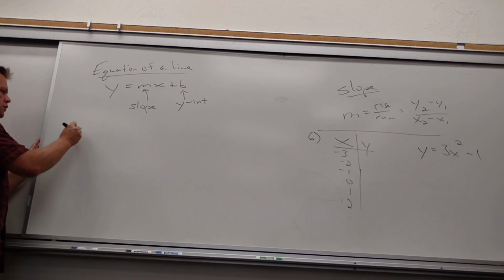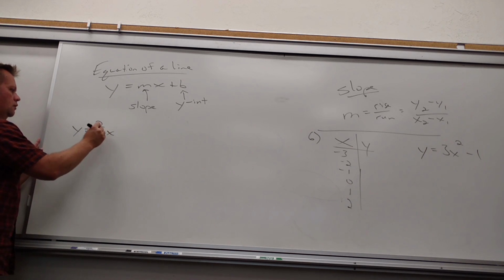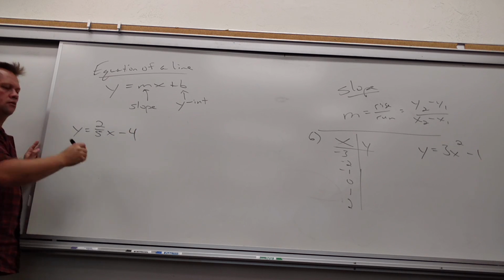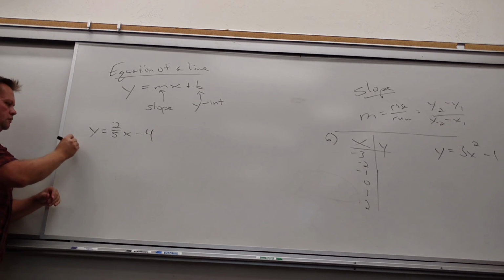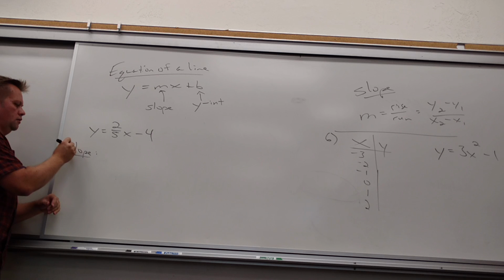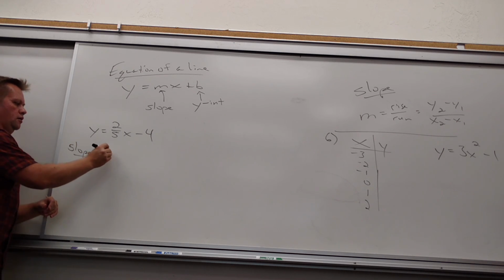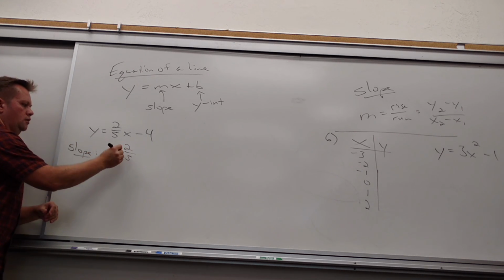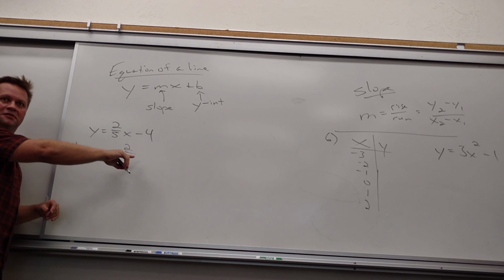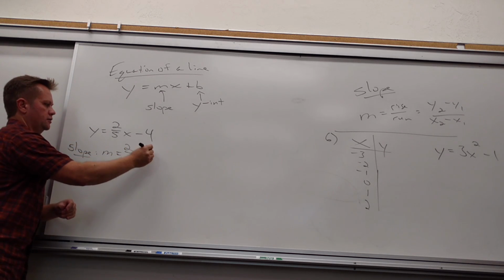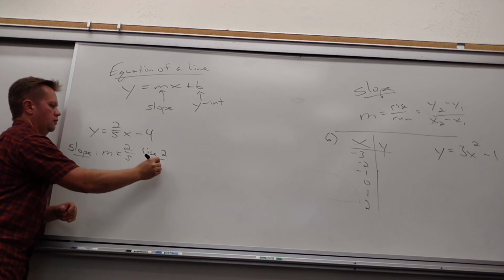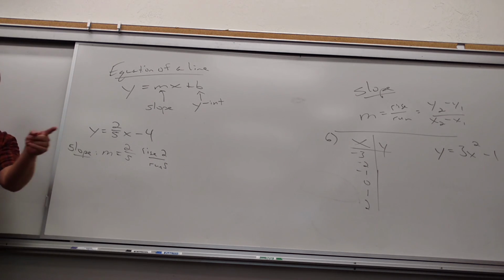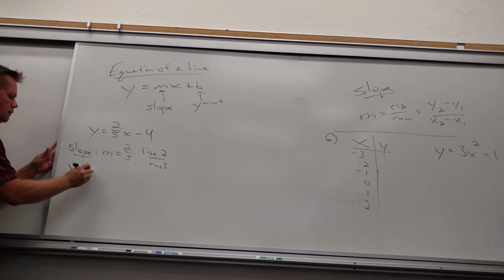So if I gave you this equation, what's the slope? 2 over 5. Yeah. What does that mean? Rise over run. Yeah, so you rise 2, run over 5. I like it in the positive direction. And the y-intercept is going to be what?